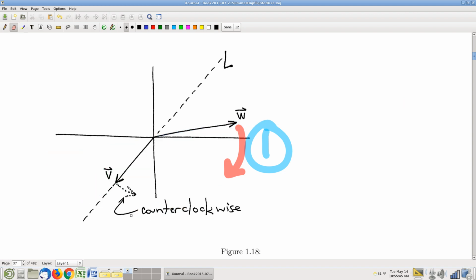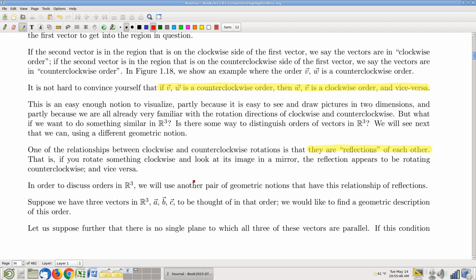Okay. A couple of observations about this convention that we've made. First, if you have a counterclockwise order, and you switch the two vectors, the result is a clockwise order. So switching changes the order, and that's always true. If you have two vectors in clockwise order, switching them makes counterclockwise, and so on. The other thing I'll point out is that these are reflections of each other.